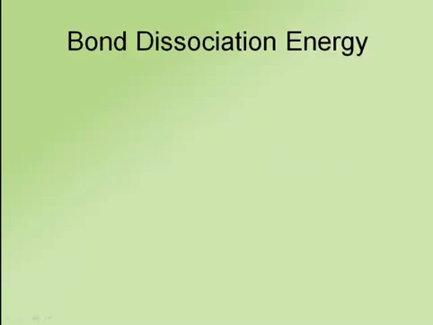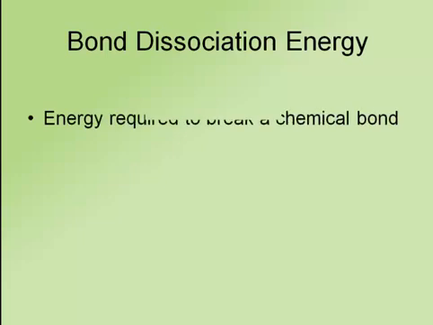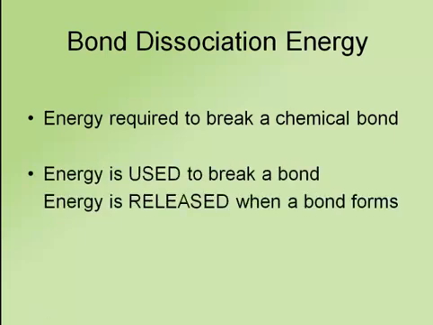The third and final way we will use to calculate heats of reactions is using bond dissociation energies. This is the energy required to break a bond. So first, you need to understand that energy has to be put in to break a chemical bond, and energy is released when a bond forms. Energy put into a process is a positive delta H. When a process releases energy, that's a negative delta H.